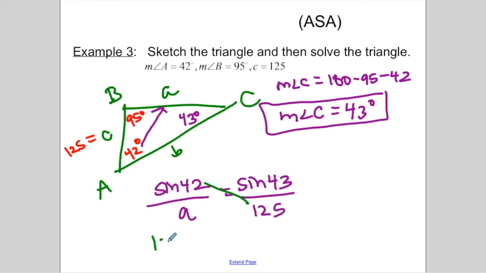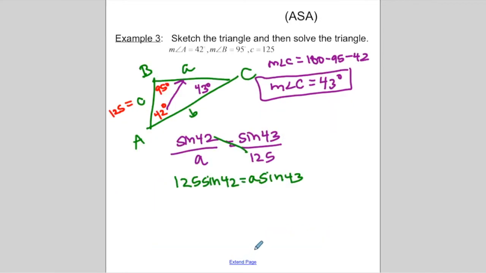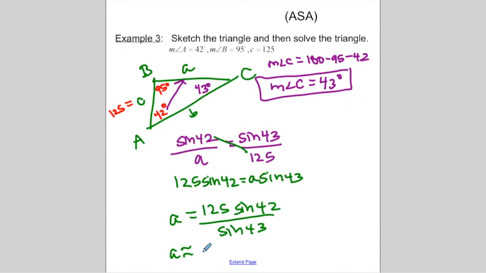I'm going to cross multiply, so I have 125 sine of 42 is equal to A sine of 43. In order to get A by itself, I would divide both sides by sine of 43. So 125 sine of 42 divided by sine of 43. You type it in, and I'm going to write it below here. And you get that A is approximately, hopefully I typed it in right earlier, 122.642. So now I have side A. Okay, so I have all my angles. I have two sides. Now I need to find my third side.